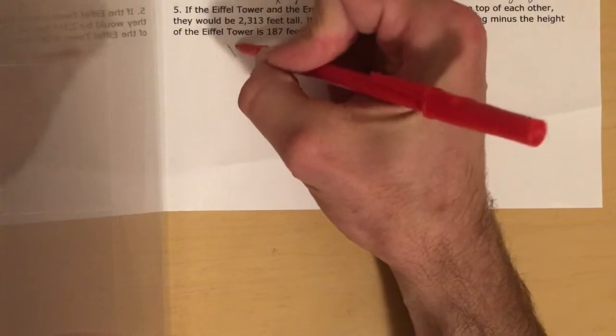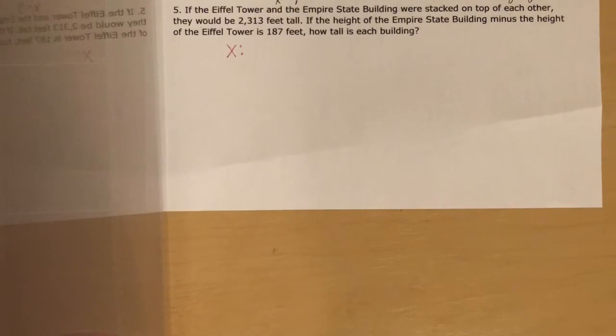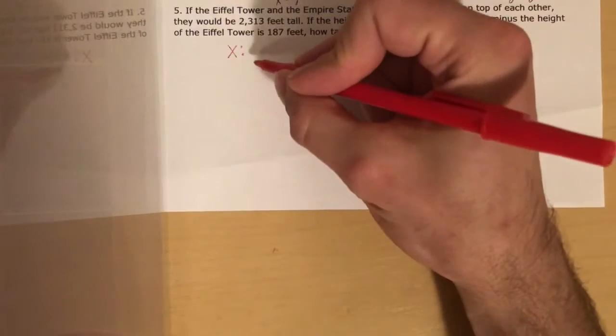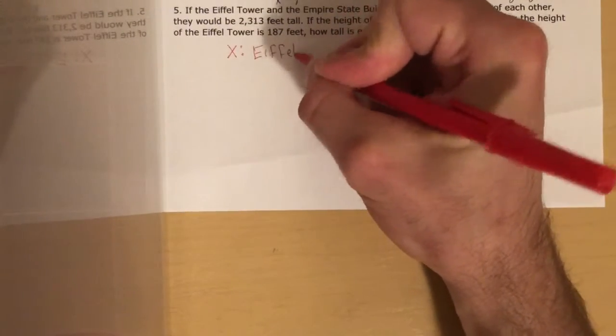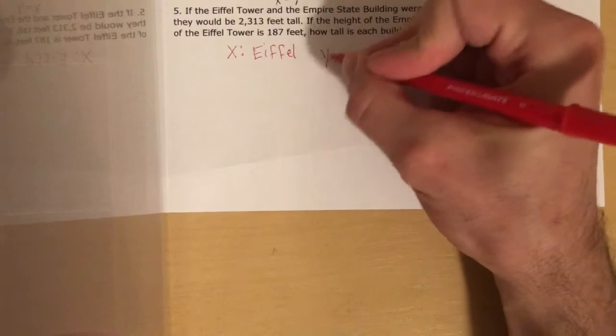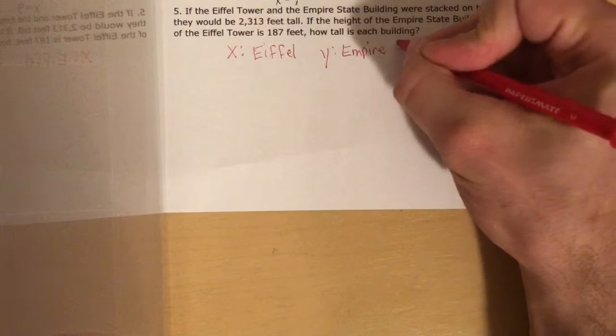All right, as with the substitution word problems we did, you want to start off by labeling your variables, x and y. What do they stand for? So what are the two things they're asking you to find? So we want the height of the Eiffel Tower, which we'll call x, and y is the Empire State Building.